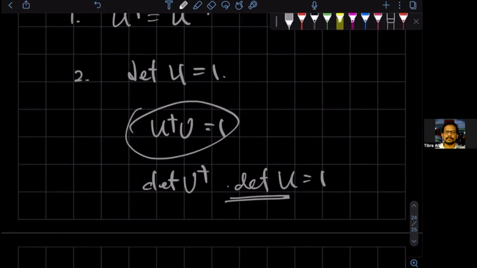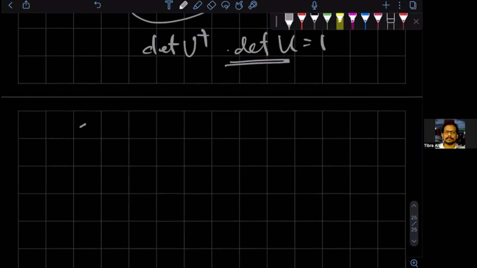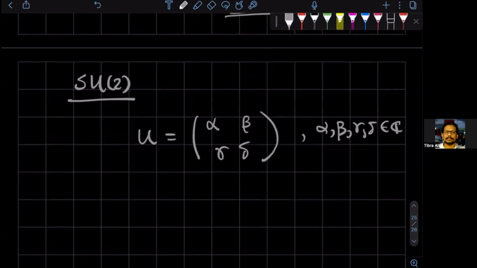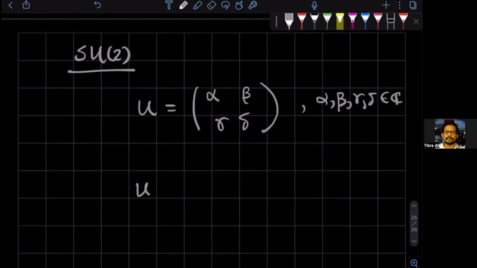Okay, so let's look at SU2 matrices. These are 2 by 2 matrices. Let U be, say, alpha, beta, gamma, delta, where alpha, beta, gamma, delta are complex numbers. So we know that U dagger is then going to be alpha star, gamma star, beta star, delta star.